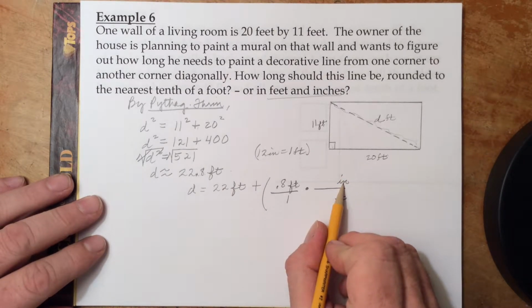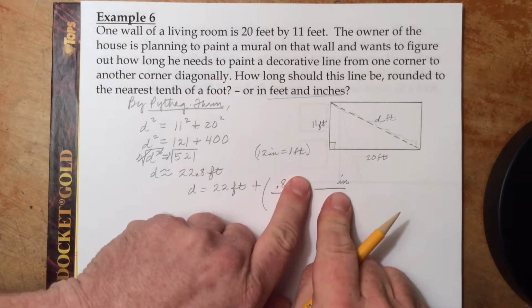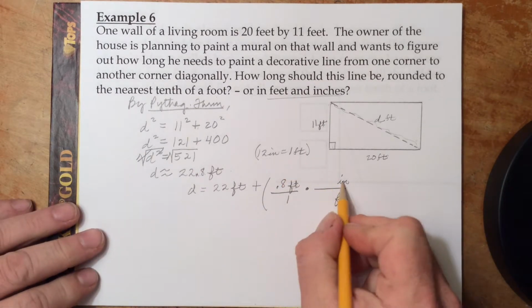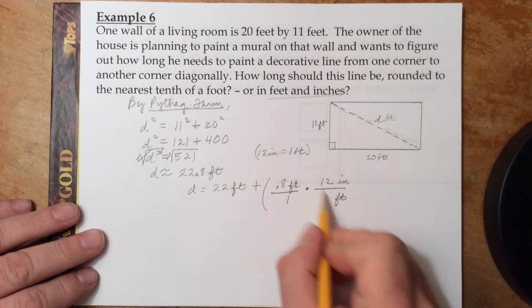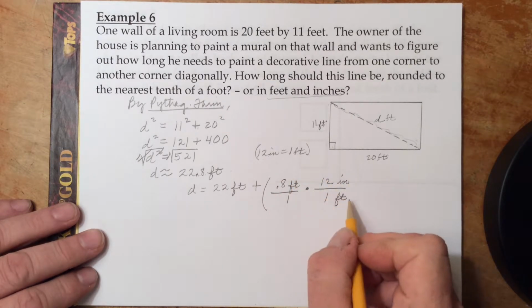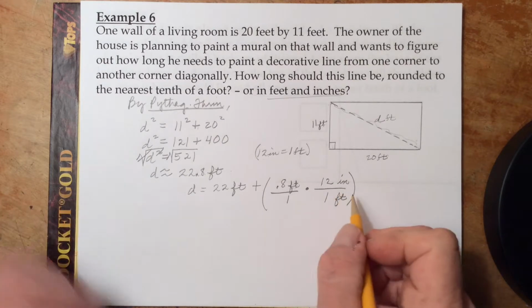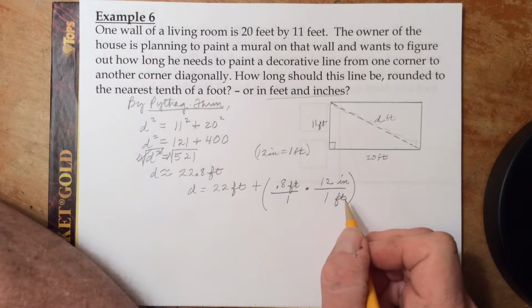Plus, we want inches in the top so that we end up with inches. That's exactly what we're looking for. So put inches up here, feet down here. It's 12 inches for every 1 foot. So it's 12 inches to 1 foot. That's the ratio that we use, or the rate.